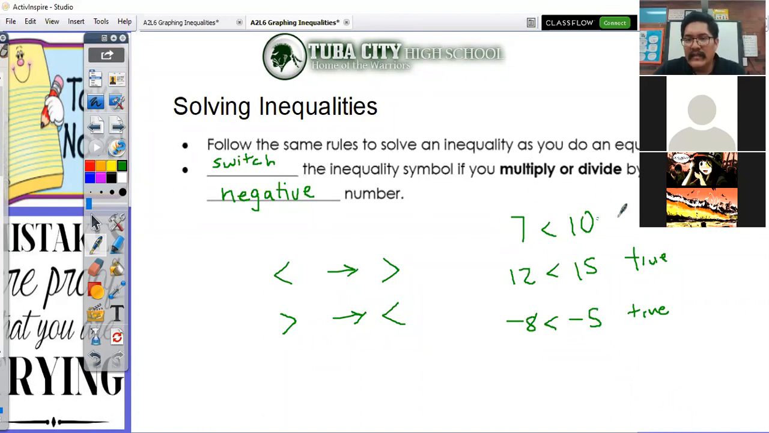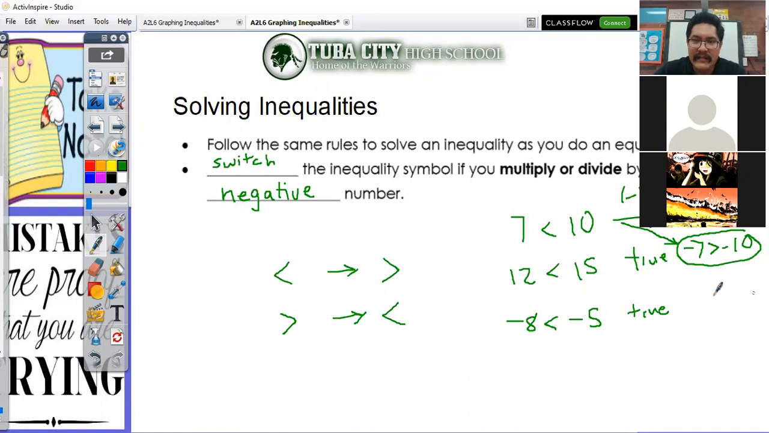Okay, so what if I were to take this and multiply it by -1? -7 is less than -10. Is that true? No, because if it's a negative, 10 is higher absolute value, or as I just say, bigger. 10 is bigger than 7, so this is false. So to make it true, I have to switch the sign. -7 greater than -10. Now this is true.